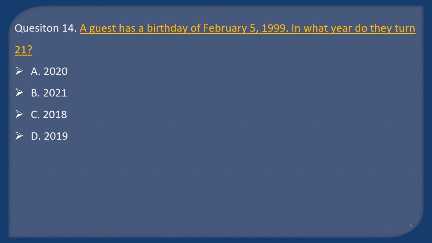Question 14. A guest has a birthday of February 5th, 1999. In what year do they turn 21? A. 2020, B. 2021, C. 2018, D. 2019.